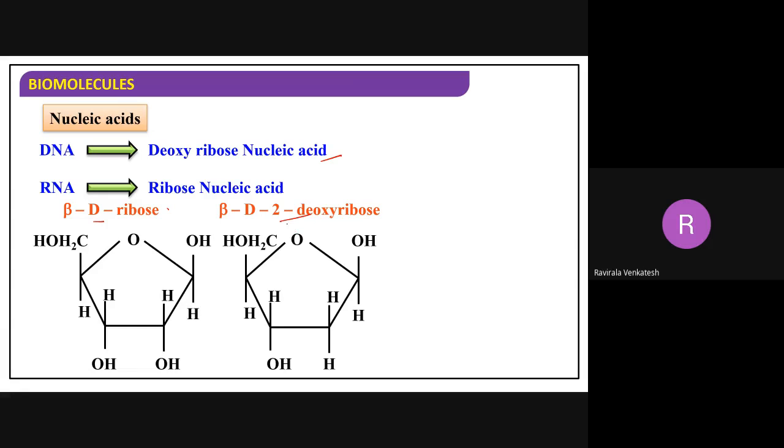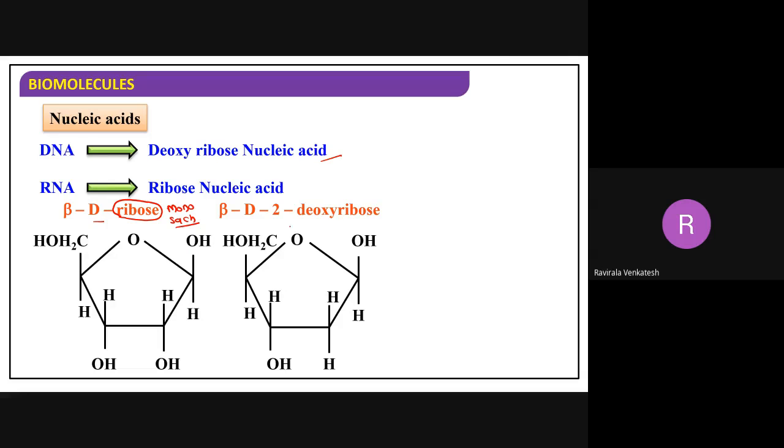This one is what? Beta deoxyribose. This one is beta deoxyribose. You observe here what happened. What is the difference between these two you are observing, beta? Ribose is a carbohydrate. What is ribose here? Carbohydrate, monosaccharide. Simply say monosaccharide. Monosaccharide I have taken, correct? Now, what is the difference you are observing between these two?